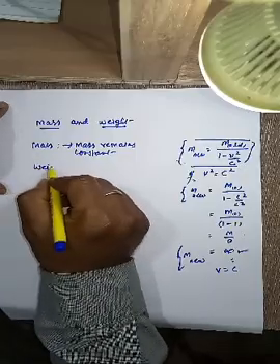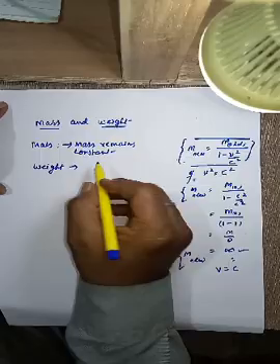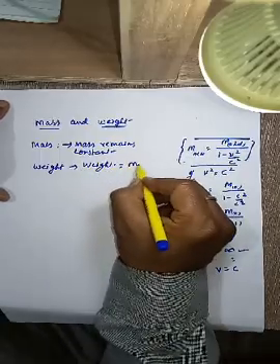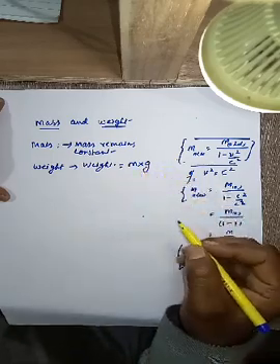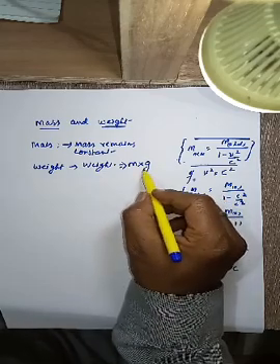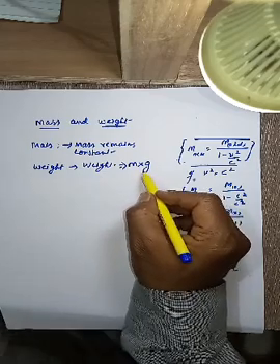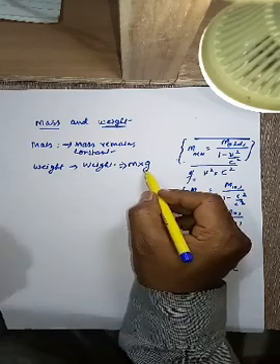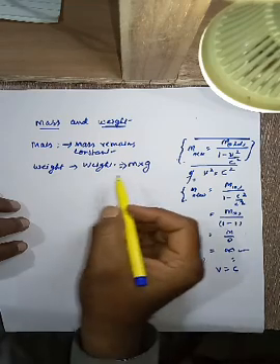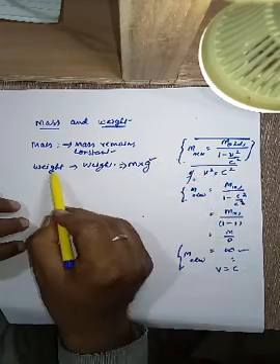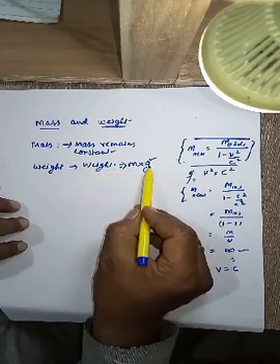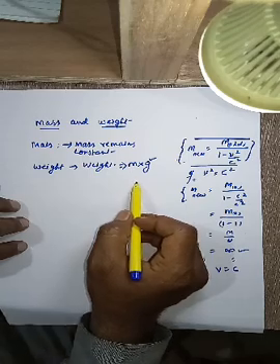Weight equals mass into gravitation. I believe you must know this formula, mass into gravitation, because you have already learned it in the previous, lower classes. So here we are seeing that weight depends on gravity. So weight changes according to the change in gravity, right?